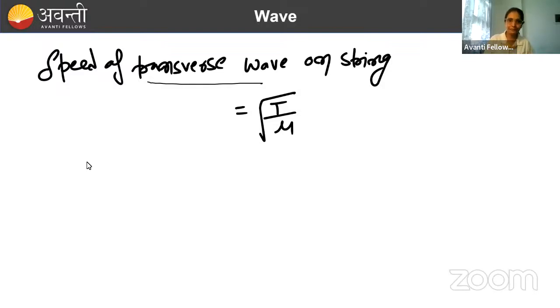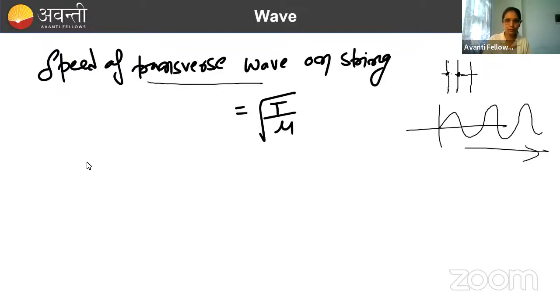The one we discussed recently was transverse wave. If energy is flowing through a medium, the particles of the medium get displaced in a direction perpendicular to the direction of motion of the wave. So in our case, the wave was traveling in the forward direction and particles were getting displaced in the vertical direction. So this is a transverse wave.